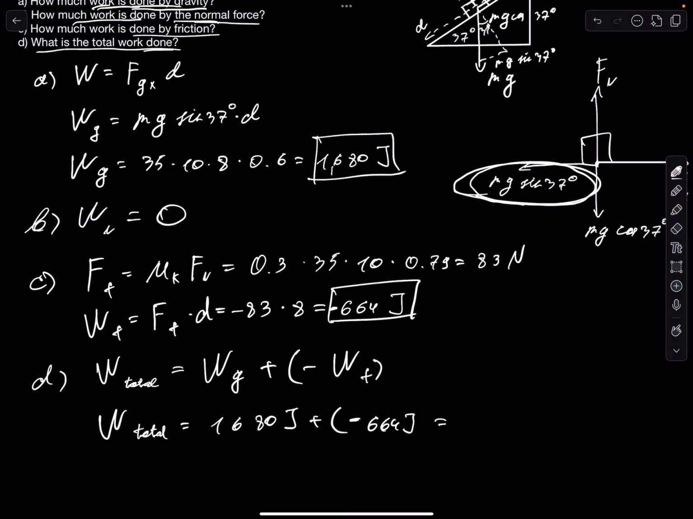So what's the final answer? It is 1016 joules is the total work done by all the forces and all the items that do the work in our system.